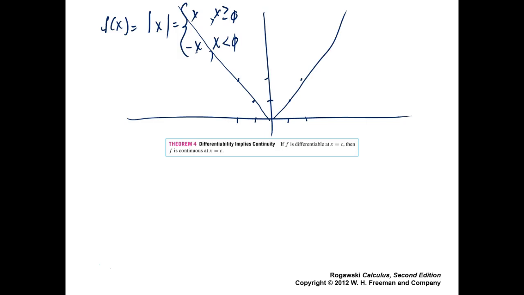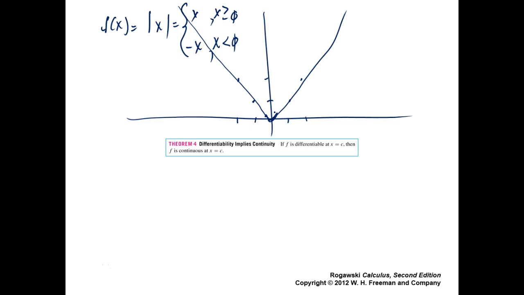It's x when x is greater than or equal to 0, negative x when it's less than 0. Now, that's a continuous function, because at 0, it's equal to 0. But what's the other thing you can tell me about it?